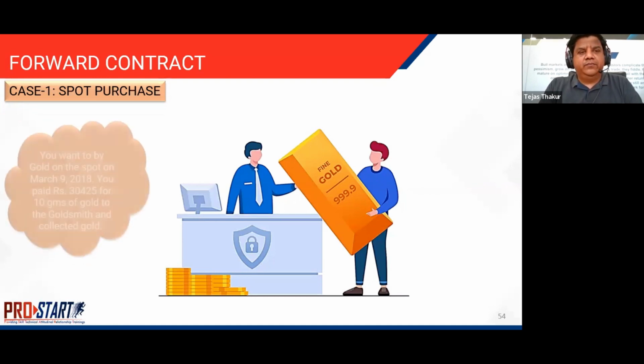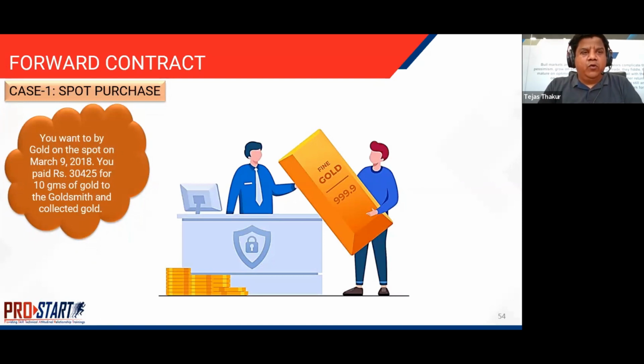What is the option available? You want to buy gold on the spot on March 9, 2018. You paid a price of 30,425 for 10 grams of gold to the goldsmith, and you collected the gold. So simple, you just went to the shop, paid 30,425, which is the current price of 10 grams of gold, and you collected the gold. So here 30,425 is your spot price.